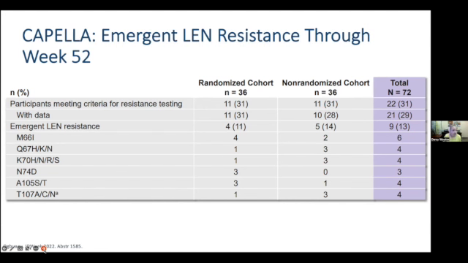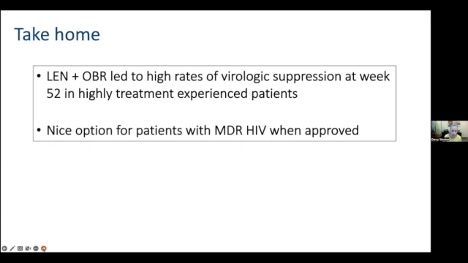So again, kind of interesting, but important to know that resistance can occur. And I don't think this is surprising given the underlying resistance that these patients already had, and many of them being on functionally, or what appears to be, essentially a monotherapy. So take home from this, I think impressive for this patient population that can be very challenging to treat with extensive resistance, that lenacapavir plus this optimized background regimen had fairly high rates of virologic suppression. So once this is approved, it'll be really a nice option for patients that maybe don't have any other options.